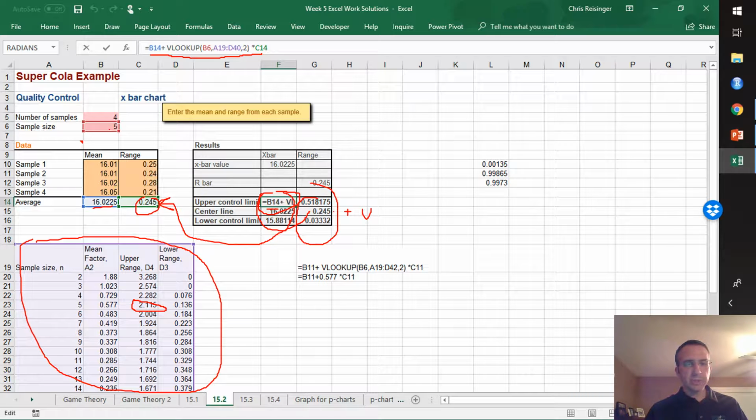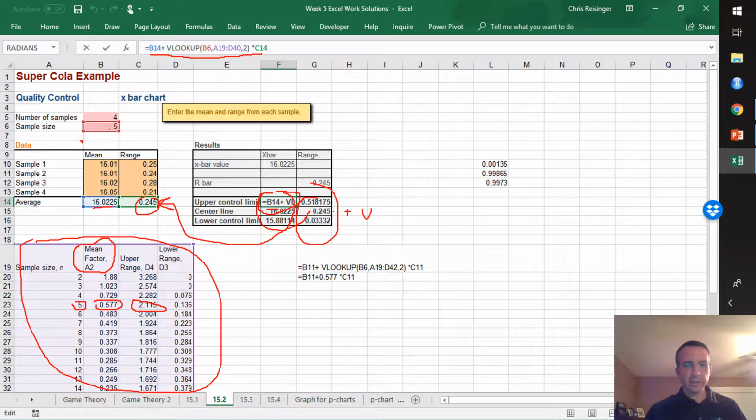And the way we use that is we use this factor. So here's the mean factor right here. And this mean factor is what's going to help us to determine our upper control limit and our lower control limit. So what we know is if the sample size is 5, then I need to come over in this table. There's 5 right there. And the factor I need would be 0.577.